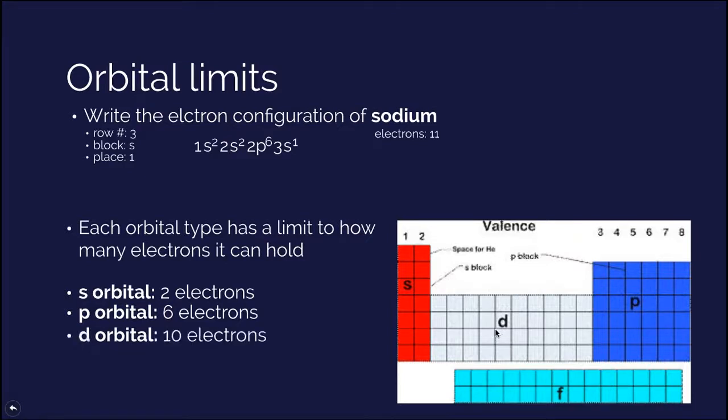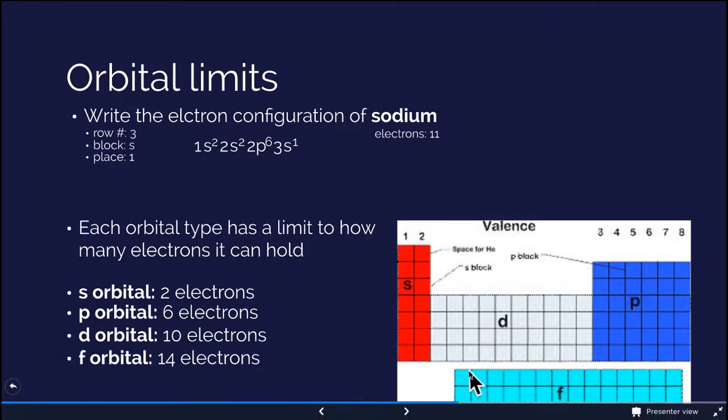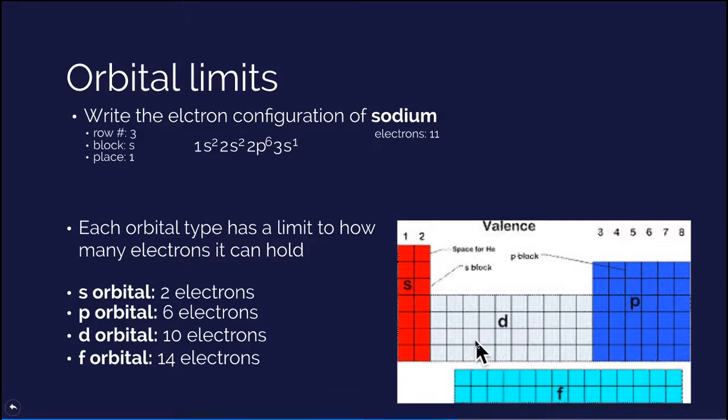Now with the d orbital, there will be 10 places for the transition metals. So there will be 10 electrons that we can put in our d orbital. And then finally, for the f orbital, there are 14 places. We can put in 14 electrons for our f orbital.